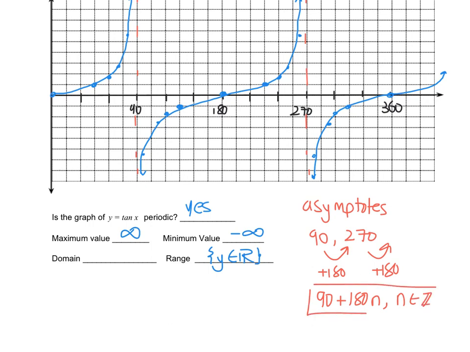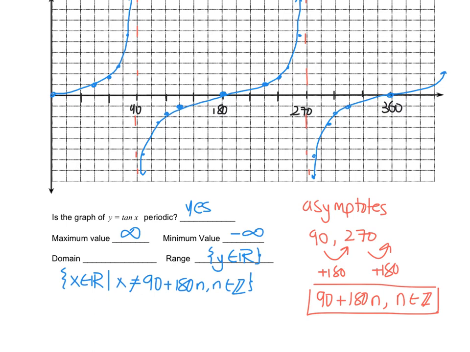Now this is going to be important for our domain because if you look at our x values, x can be anything except for those asymptotes. And there's our general equation for the asymptotes. So the domain is going to be x is an element of all real numbers such that x cannot equal what we just wrote, 90 plus 180n, where n is an integer. Now don't worry, because n can be an integer, it can be a negative number as well, which means we can go into the negatives for our asymptotes. And there it is, that's your tan function.